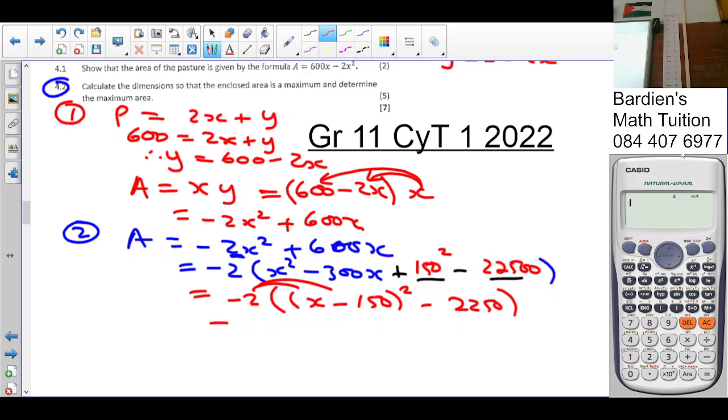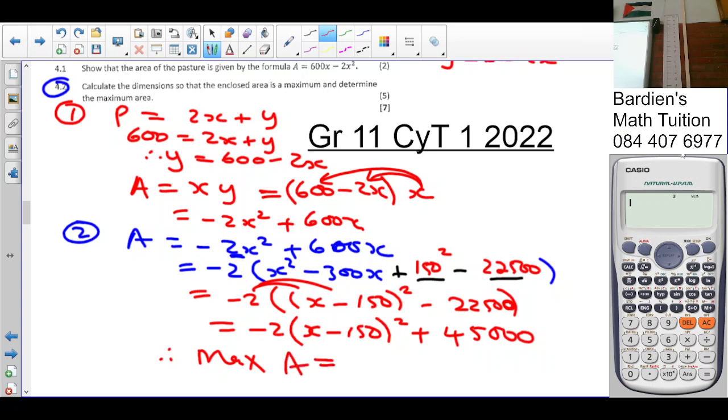You multiply the negative 2 in. It's negative 2 into x minus 150 squared plus 45000. Is that correct? Another 0. 3 zeros. Are you sure? I'm shorting the 0 here. That's my mistake. Okay. So therefore, the maximum enclosed area is going to be 45,000 meters squared. Any problems here? Any issues? No? Yes?